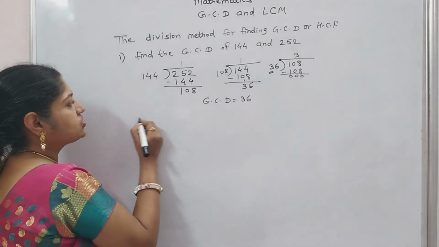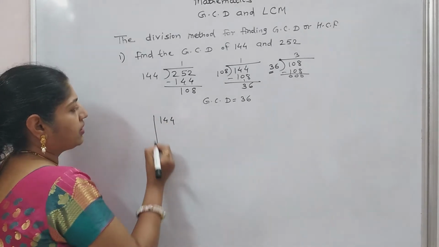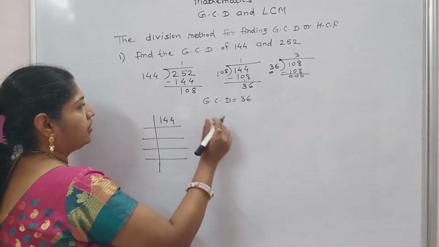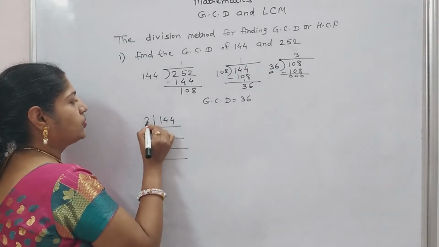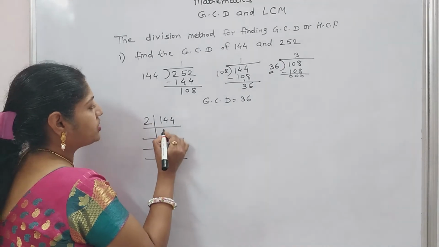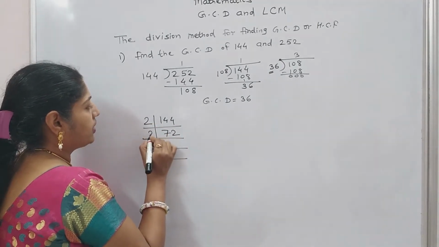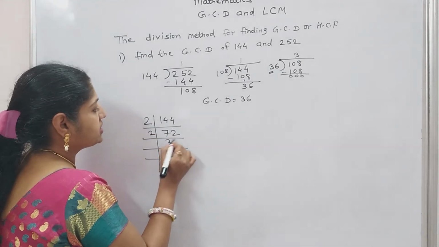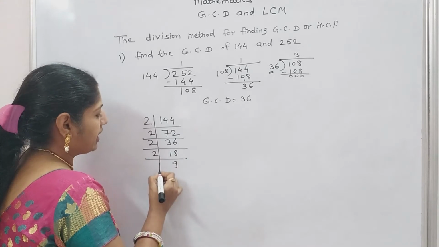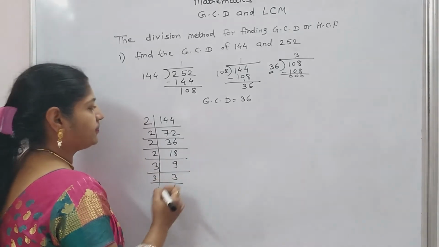This example is solved by the factorization method. I find it by another method to check the answer. 144: this number is divisible by 2. 2 sevens are 14, 2 twos are 4. Again it is divided by 2, 36. Again divided by 2, 18. 2 nines, and 9 is divided by 3. 3 threes are 9, 3 ones are 3.